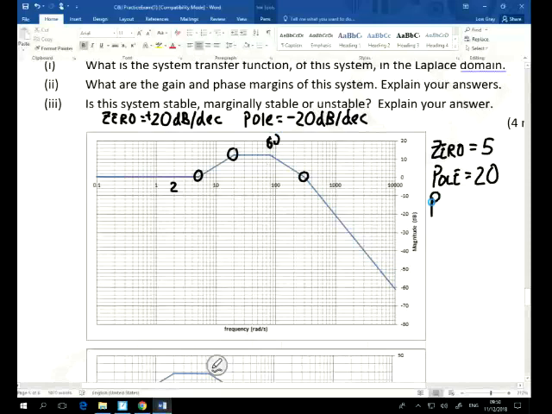So that's another pole, because obviously it's starting to drop now. And then you've got this final pole here, because you can see it's getting steeper. So at that point, it's now doing minus 40 per decade, and there it was just doing minus 20 up to this point. Is that all right? Everybody follow that? So that's 100, 200, 300.